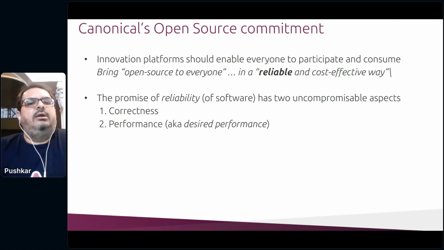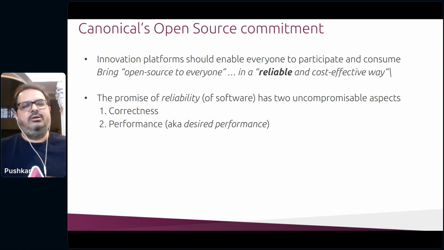So let's take a step back. Canonical has an open source commitment. So we promise that innovation platforms should enable everyone to participate and consume technology, and bringing open source to everyone in a reliable and cost effective way is what we look forward to. The word reliable is, I would say, quite loaded there, but to keep it simple, I think the promise of reliability of software has two aspects which one cannot compromise on. The first one is correctness, and the second one is performance. That is the desired performance.